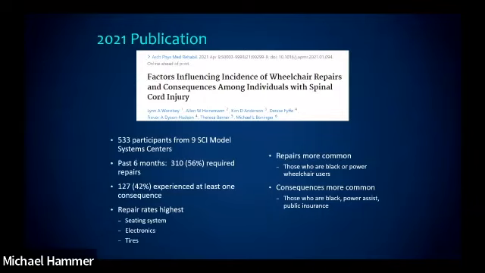I really like this study. I loved the opening plenary yesterday looking at diversity, equity, and inclusion, and I think we're stepping up to the plate and seeing what's going on with our consumers of wheeled mobility devices. In this particular study, with Lynn Morby as the primary author, they found that repairs were more common in people who are Black or who use power wheelchairs. And consequences were more common with those who are Black, use power assist, or are using public insurance to fund their devices. So we're looking at issues of equity and what's going on with the individuals we're working with.